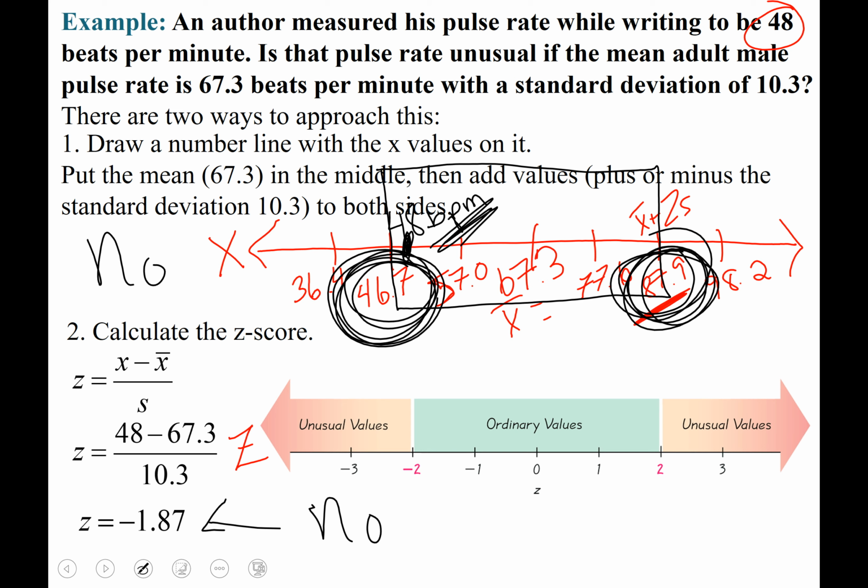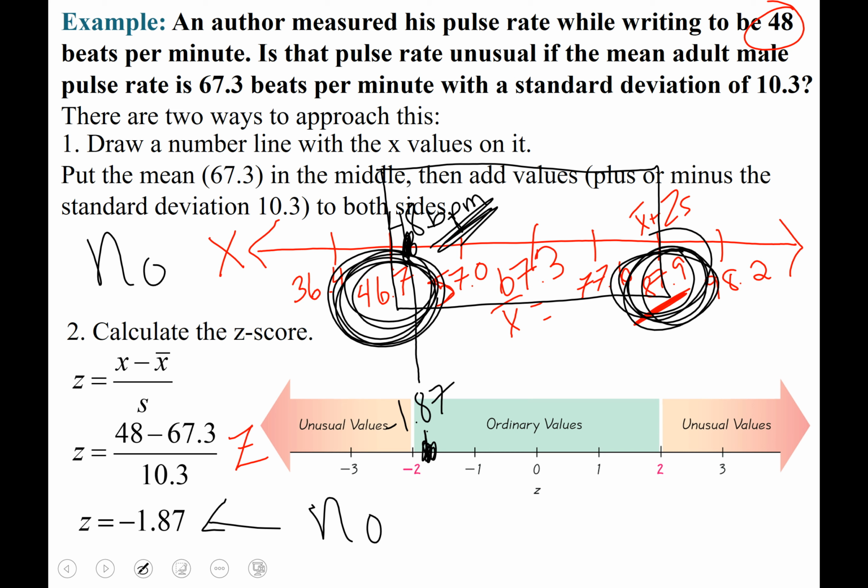And you can see it on the number line, maybe right about here, -1.87. And look how they line up, and they should line up. If they don't line up, we did our arithmetic wrong, or we graphed the top line wrong. Okay, so that author with a pulse rate of 48 beats per minute has a z-score of -1.87.